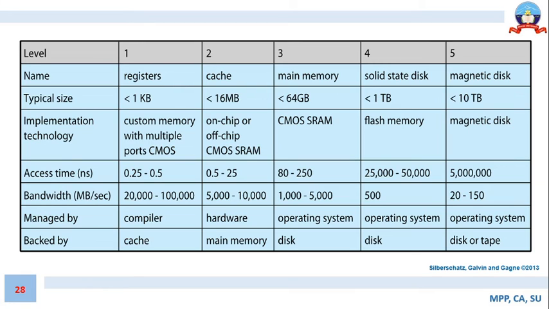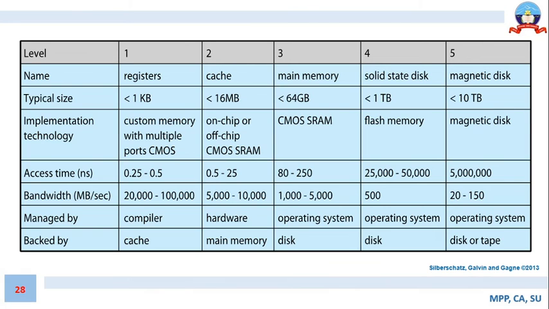Now access time in terms of nanoseconds. In the case of register the access time is around 0.25 to 0.5 nanoseconds. As you see, the access time is very small. In the case of cache, it is 0.5 to 25 nanoseconds. In the case of main memory, it is 80 to 250 nanoseconds. In the case of solid state disk, it's 25,000 to 50,000 nanoseconds. And in the case of magnetic disk, it is around 50 lakh nanoseconds.